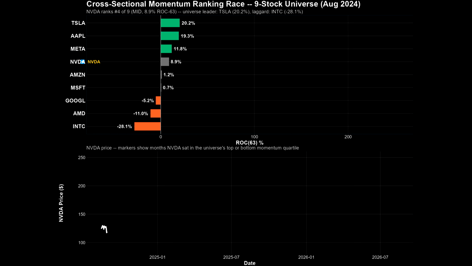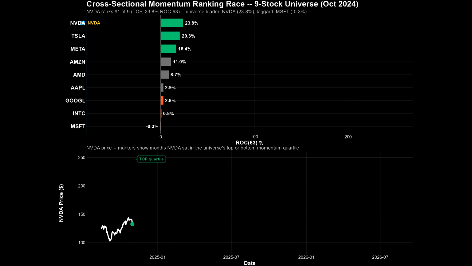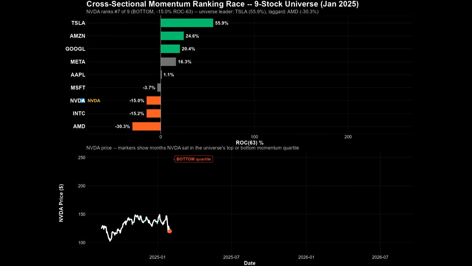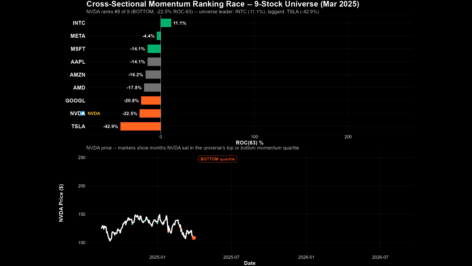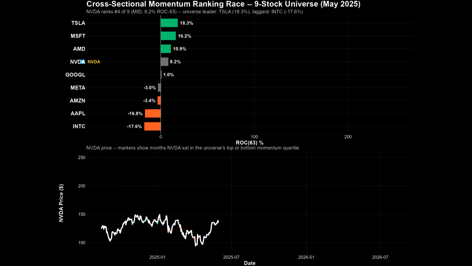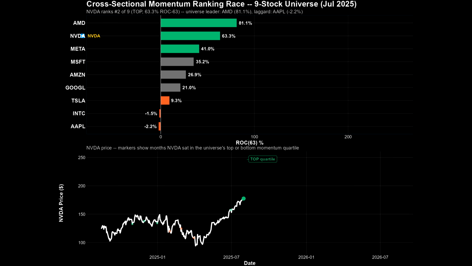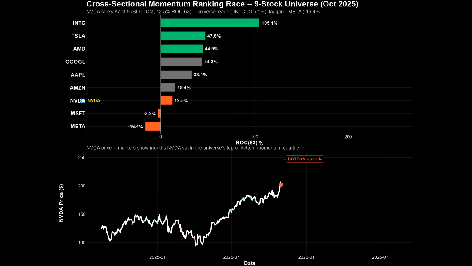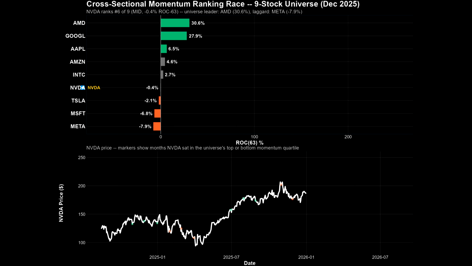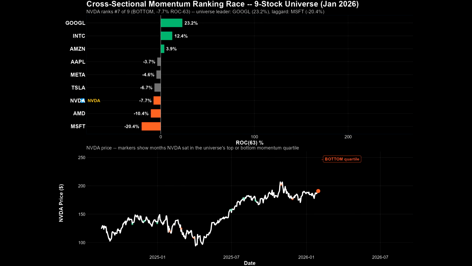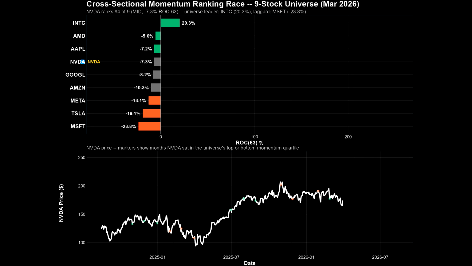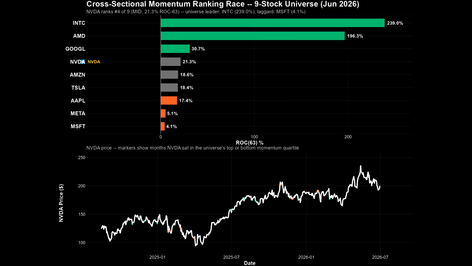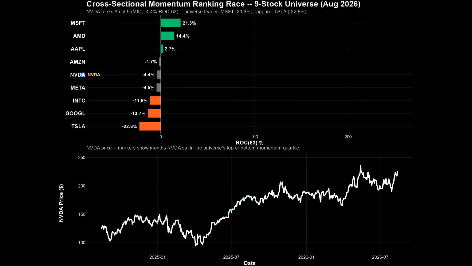What you're watching now is a live, monthly updating build of cross-sectional momentum ranking, run on a real 9-stock universe that includes NVIDIA. The top panel is a ranking race, a horizontal bar for every stock in the universe, sorted by its rolling rate of change reading each month, colored by momentum quartile, with NVDA's own bar marked explicitly so you can track it against the field. The bottom panel is NVDA's own price line, with markers dropped onto the months where it sat in the universe's top or bottom momentum quartile.